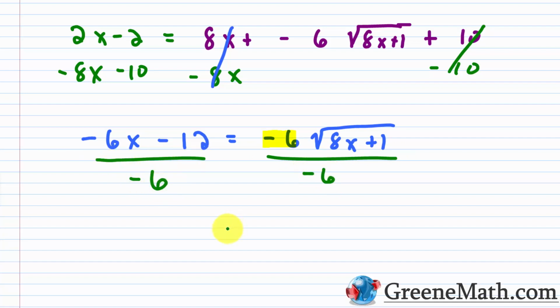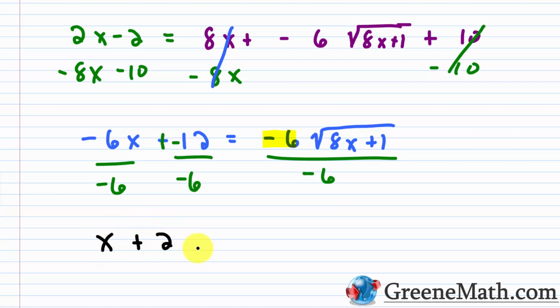All right. So we know that if we divide like this, we can split this up and say this is negative 6x over negative 6. And I could say plus negative 12 over negative 6, just to make that a little simpler. So on the left-hand side, I would have x and then plus 2, right? Negative 12 over negative 6 is 2. And this is equal to, this cancels, so I just have my square root of 8x plus 1.